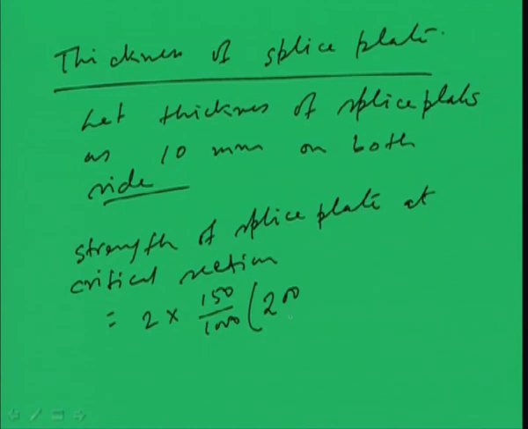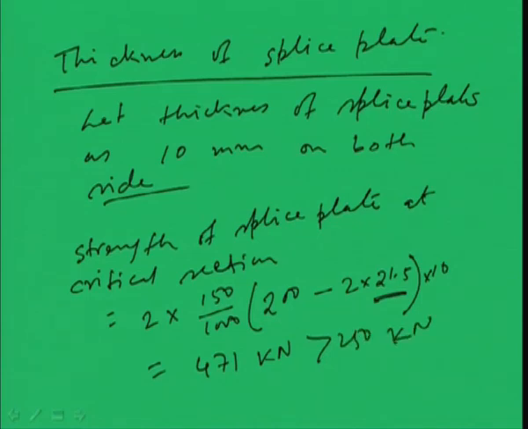So if we consider width of splice as 200 millimeter, which is given in the one plate, then 200 minus 2 into 21.5, this is the diameter of the rivet. If we consider that the 2 rivets are in a section, it is given, so this into 10 mm thickness. So this is becoming 471 kilonewton, which is greater than 250 kilonewton. That means the tension splice thickness, whatever we have considered, is okay.